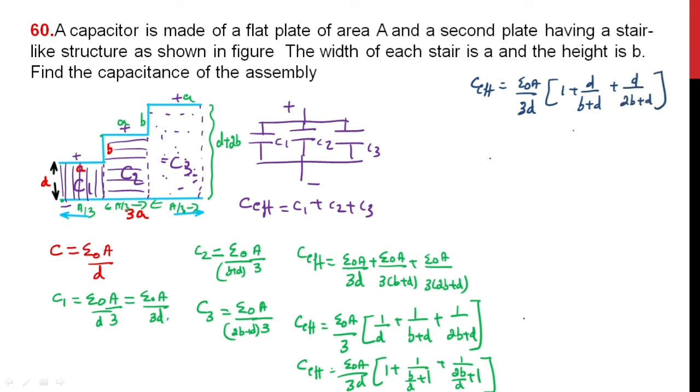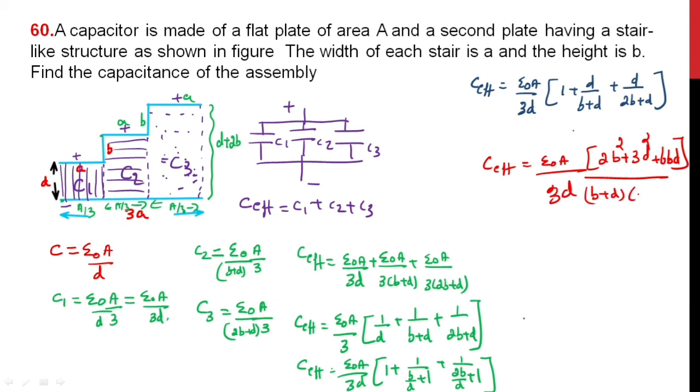If you solve this equation, you will get C effective equal to epsilon 0 A divided by 3D into 2B square plus 3D square plus 6BD all divided by B plus D into 2B plus D. This is the final answer.